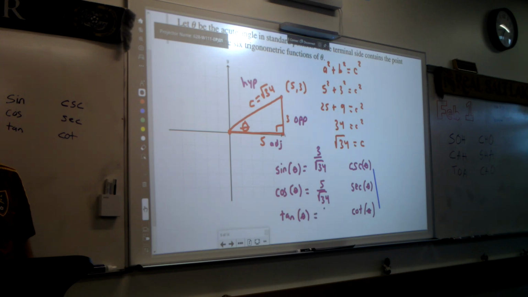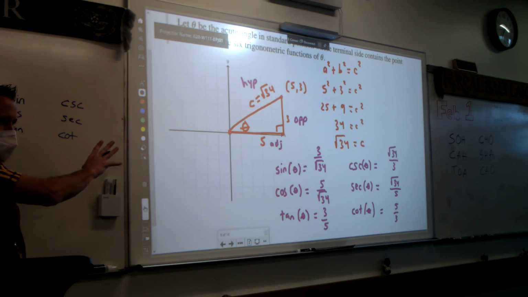3/5. Awesome. Okay, that's our normal trig ratios. Let's go to the reciprocal trig ratios. We're starting off with Isabel with cosecant. Square root of 34/3. Awesome. Christian, secant. Square root of 34/5. And then Leva. You guys are so good.